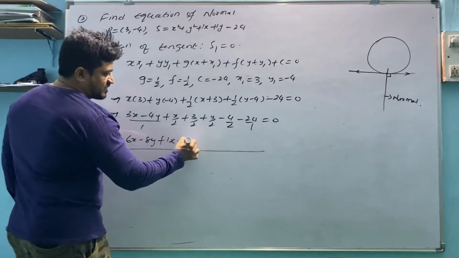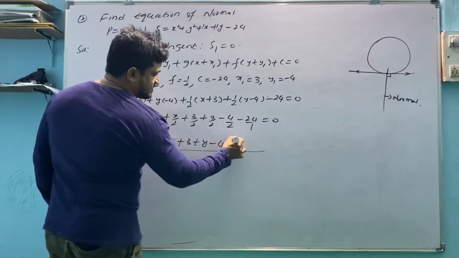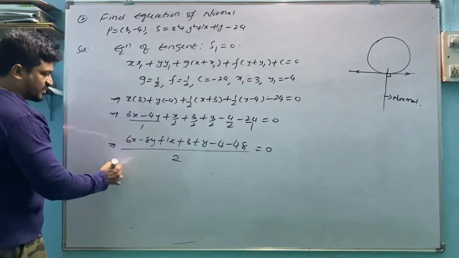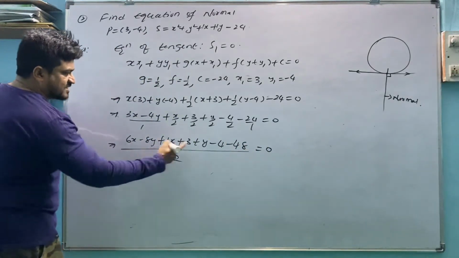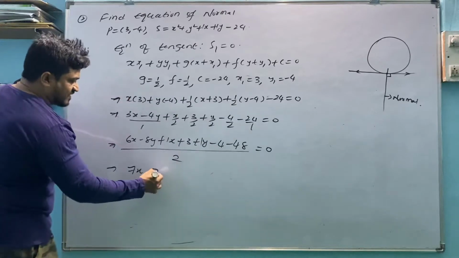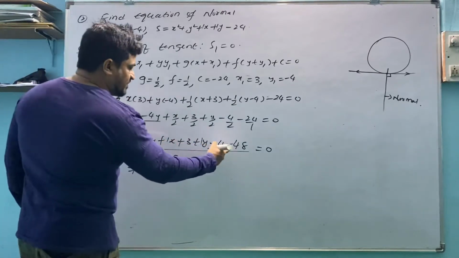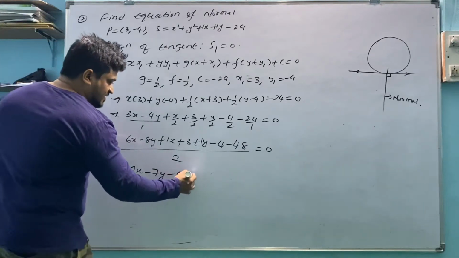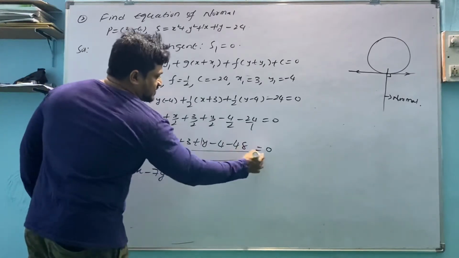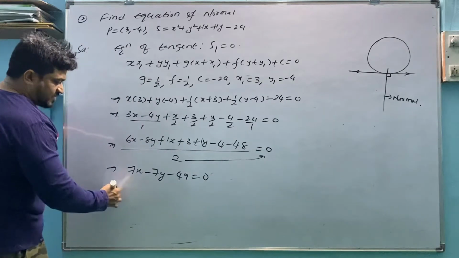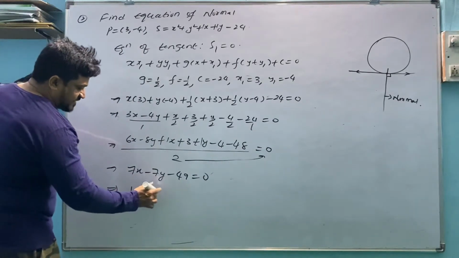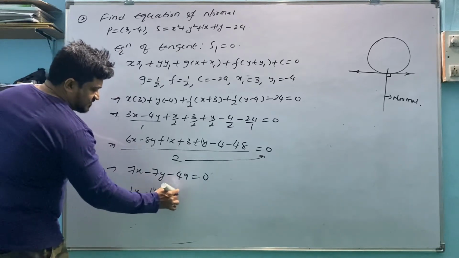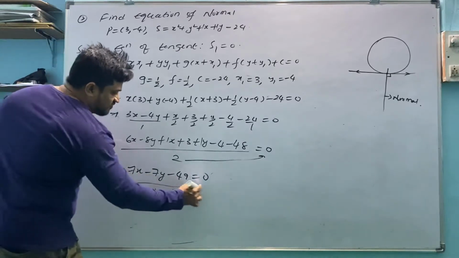If 2 is there, we will not multiply anything. 48 equals 0. Now count down x values. 7x minus 8y plus 1y is minus 7y. Then 3 minus 52 minus 49 equals 2 into 0, which is 0. Now 7 is common in this one. 7 one time, 7 one time. 7, 7, 49. This is the equation of tangent.